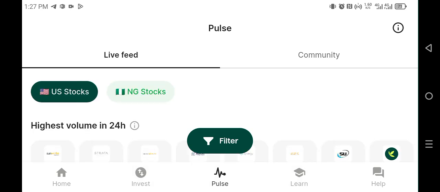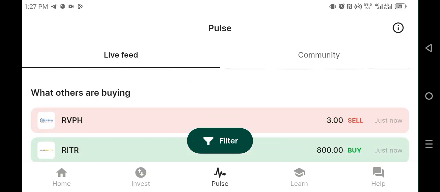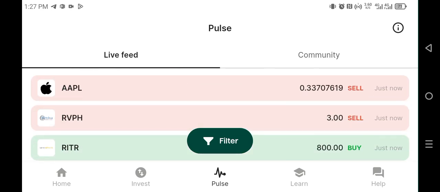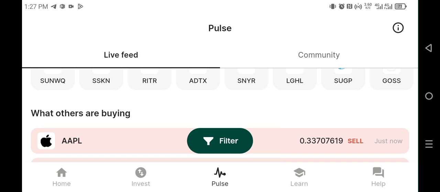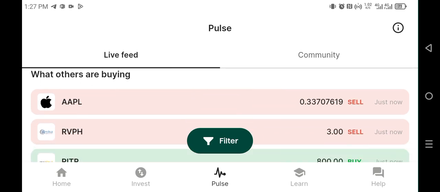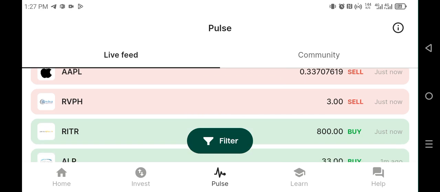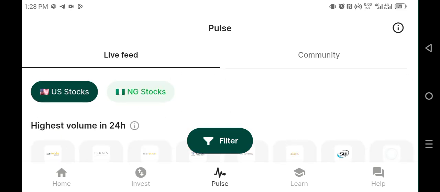Then we move to pulse. Now this pulse aspect of Bamboo app is where you can actually monitor what is going on. Now this one is under the US stock. Now you can see Apple. This is basically what people are doing in the app, like what you see now, live feed, what people are buying, what people are selling. So if you are new to the app and you don't really know much about investing and you don't know much about what stock people are buying, you can actually go to this live feed. It will show you what stocks people are buying and what stocks people are selling.